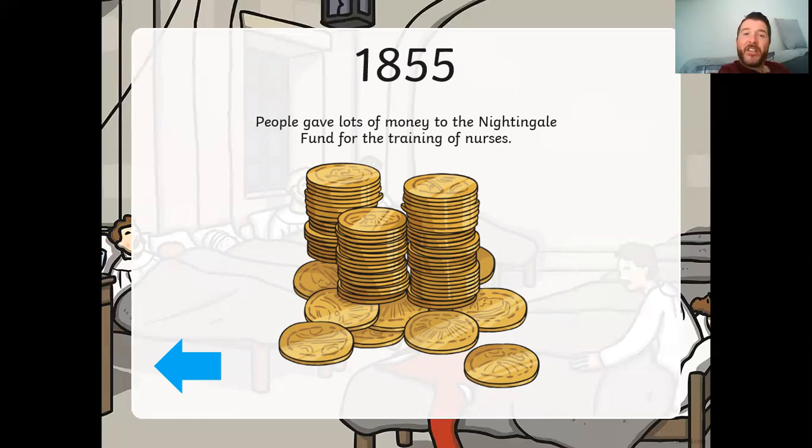But Florence wanted nurses to be trained. And if any of you have got mums or dads or aunties or uncles or grandmas or granddads who are nurses, you'll know that they have to go to college and university for a very long time to do their job. So now all those college courses and university courses are there, partly because of Florence Nightingale.